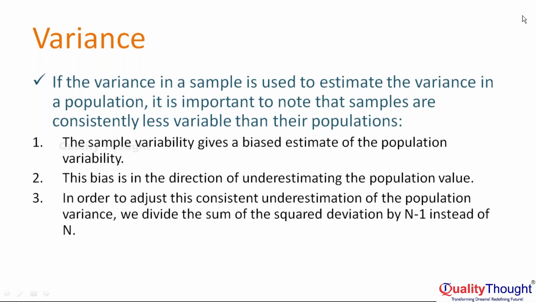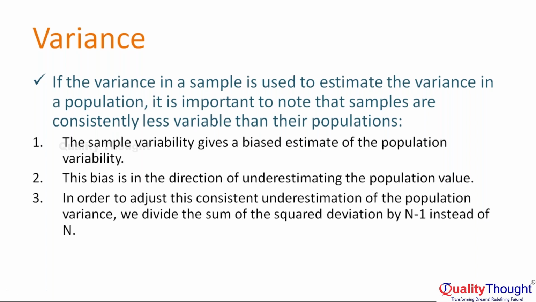So that's why I have written clearly over here. If the variance in a sample is used to estimate the variance in a population, it is important to note that the samples are consistently less variable than their populations. So the sample variability gives a biased estimation of the population variability.